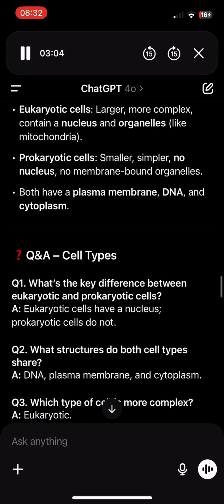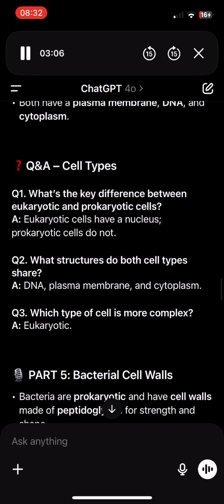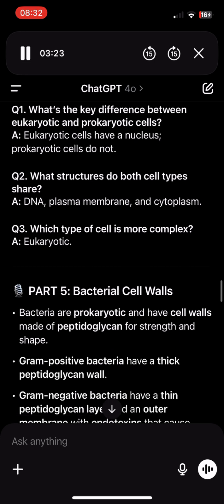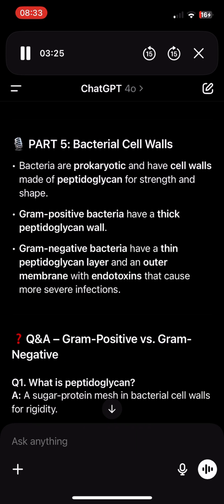Q&A. Cell types. Q1. What's the key difference between eukaryotic and prokaryotic cells? A. Eukaryotic cells have a nucleus. Prokaryotic cells do not. Q2. What structures do both cell types share? DNA, plasma membrane, and cytoplasm. Q3. Which type of cell is more complex? Eukaryotic. Bacterial cell walls. Bacteria are prokaryotic and have cell walls made of peptidoglycan for strength and shape.